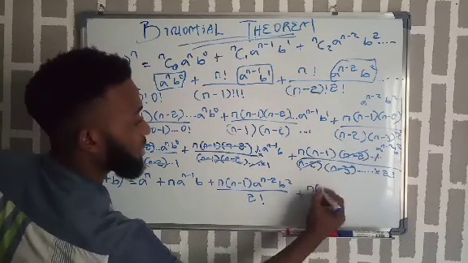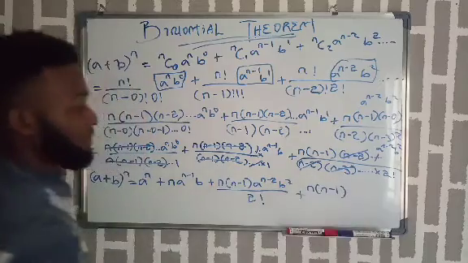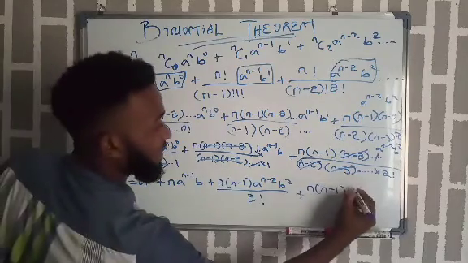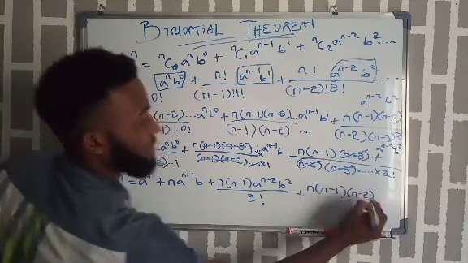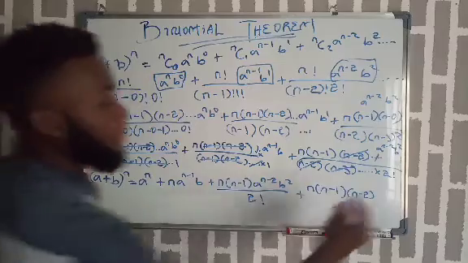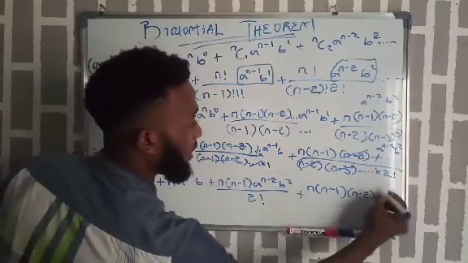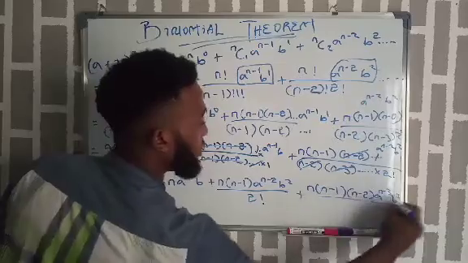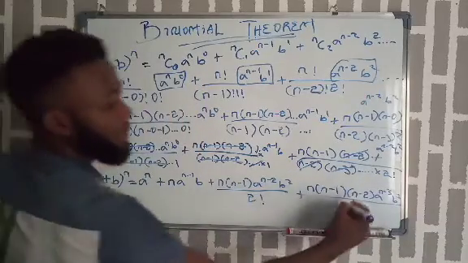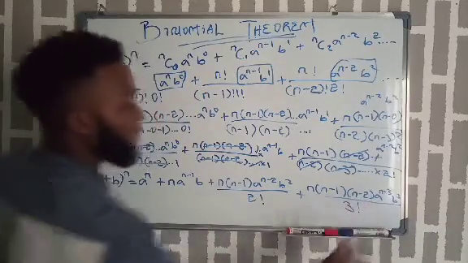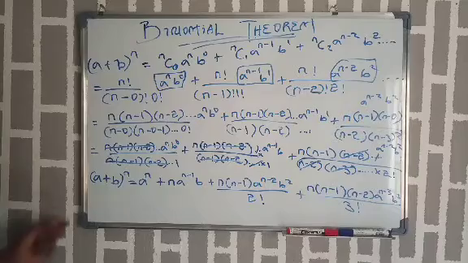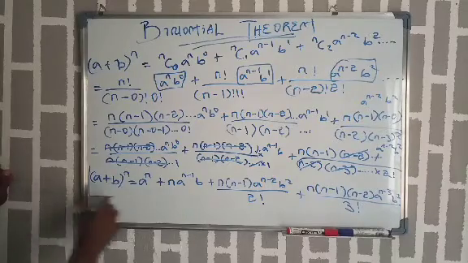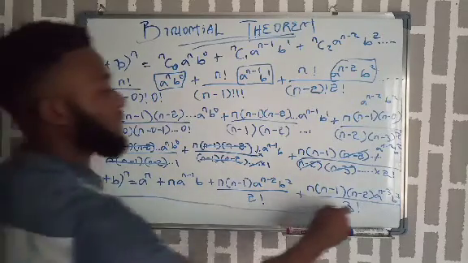It would be n into n minus 1, right? Then we'll have another n minus 2 also, right? You can do it and confirm. And it will be a^(n-3) b cube over, then here will be 3 factorial, and so on and so forth. So you can call this the general formula for binomial expansion.